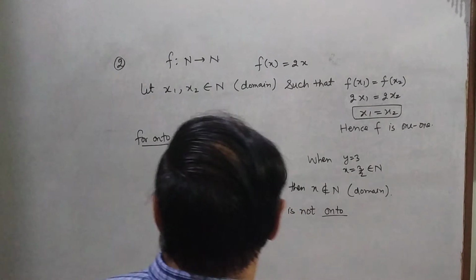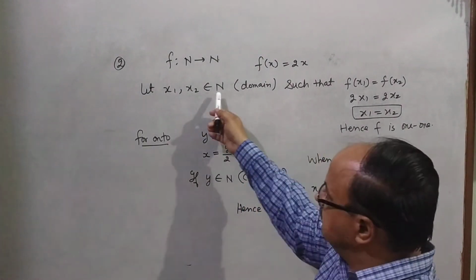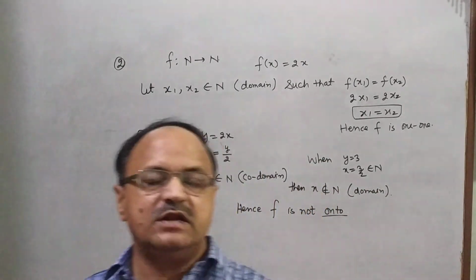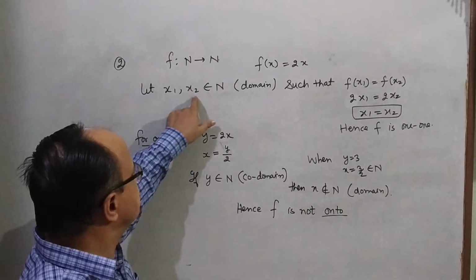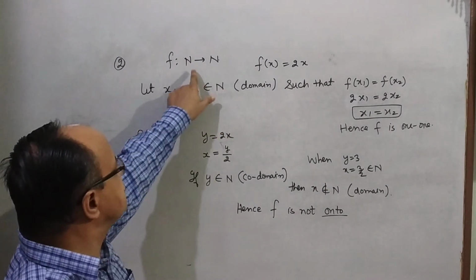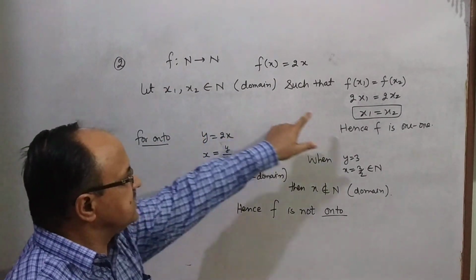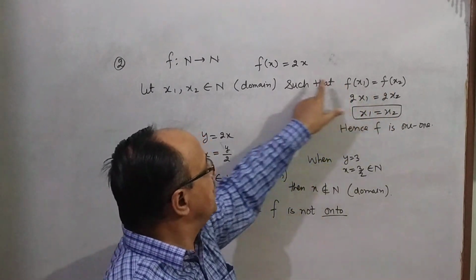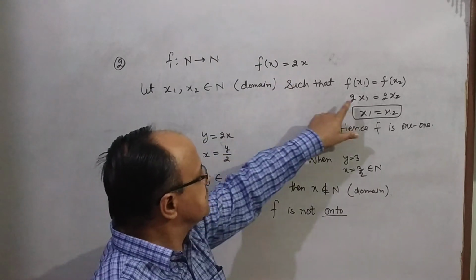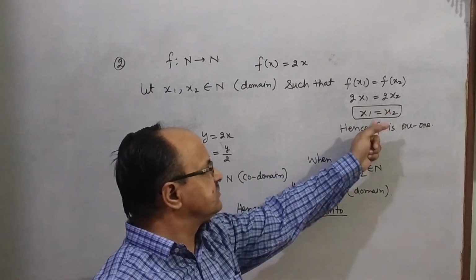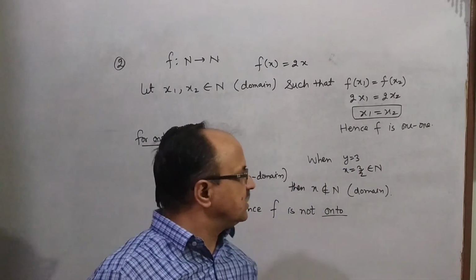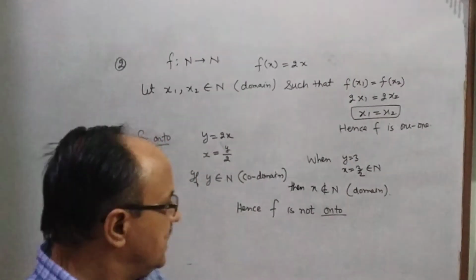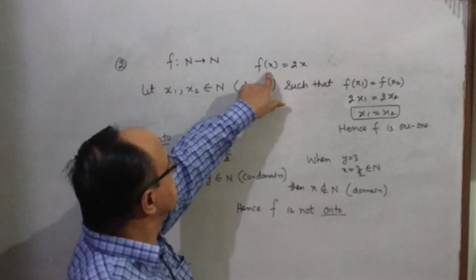Now again for 1-1, this is the main condition. You have to choose two elements, x1 and x2, which belong to the natural numbers, meaning the domain, such that f of x1 is equal to f of x2. Just put the value in the original function: 2x1 is equal to 2x2, so x1 is equal to x2. If you prove x1 is equal to x2, then on the basis of this result you can say the function is 1-1.